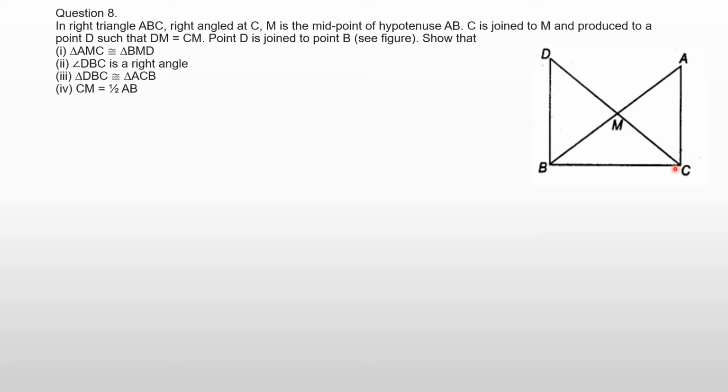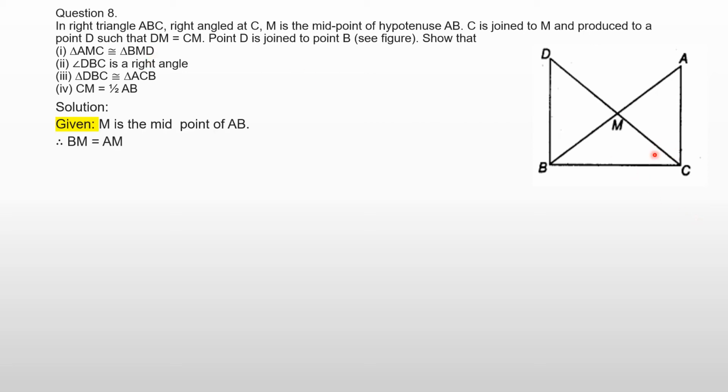Triangle ABC is a right angle triangle, right-angled at C. M is the midpoint of the hypotenuse. What it means? That BM is equal to AM, that is given to you. Now we produce CM to D such that DM is equal to CM, it is also given to us. And the rest of the things we need to prove.